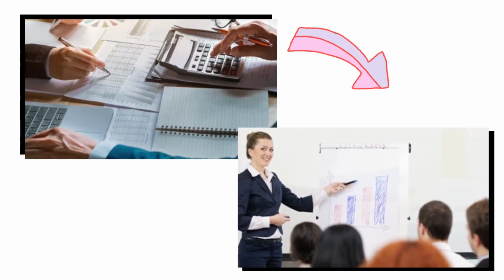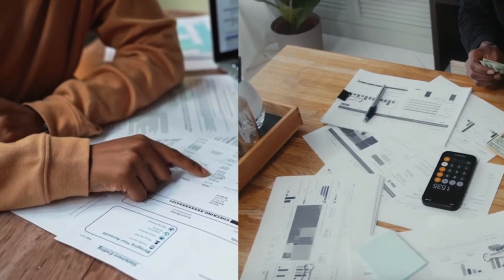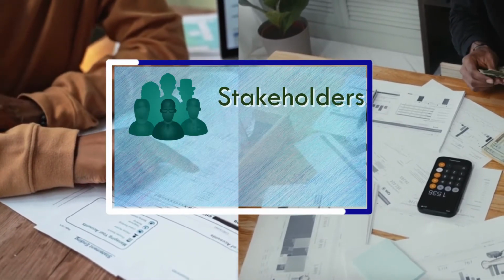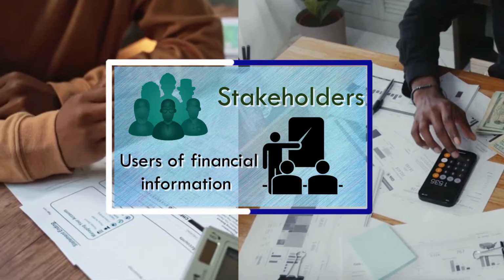Financial information should be prepared in such a way that it meets the ultimate goal of accounting, which is to provide information to the users for decision making. In this video, we'll discuss different types of stakeholders or users of financial information and why they need such information.